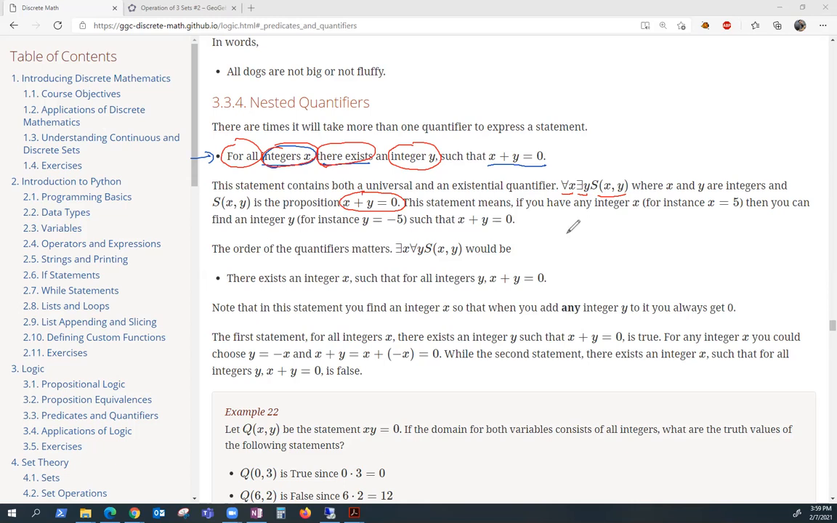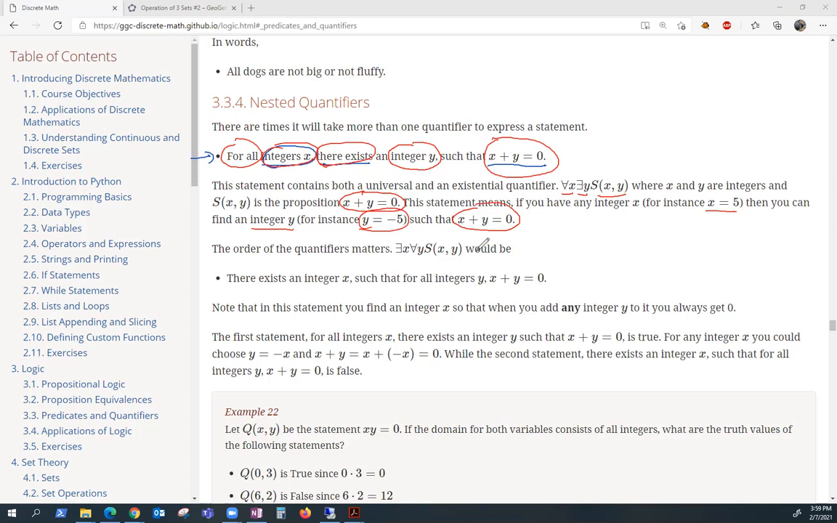So what this is saying is, think about this. I'm saying for every integer x, I can find a special integer y that makes this predicate true, x plus y equals 0. So for example, if you have an integer, say 5, then you can find an integer y, which in this case is -5, that makes this proposition true.